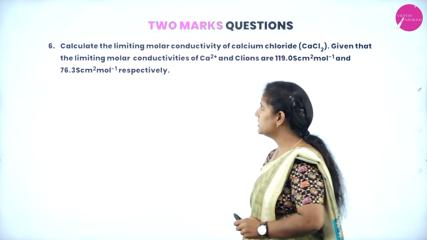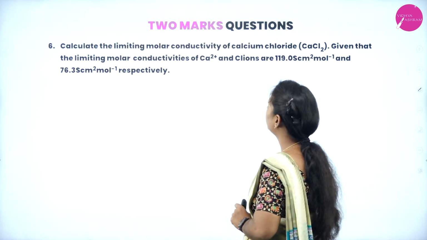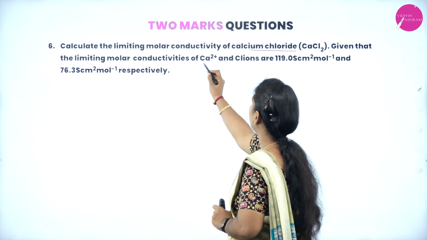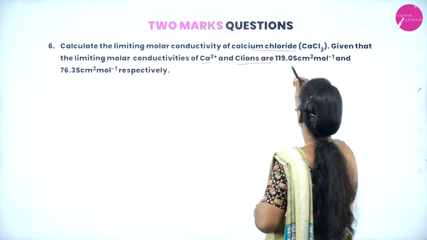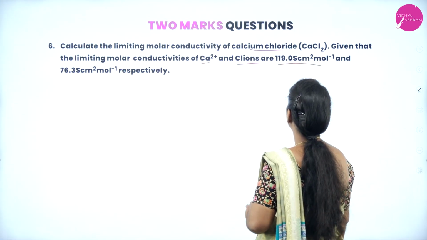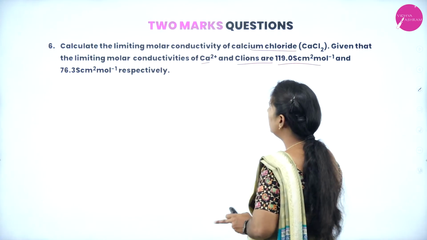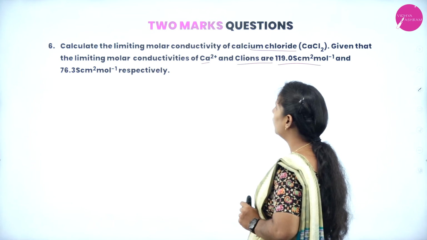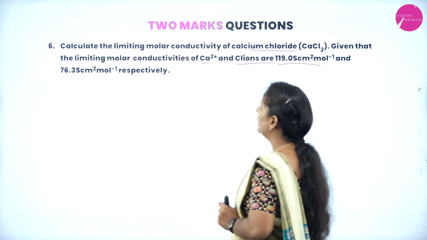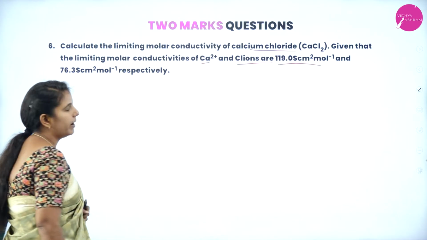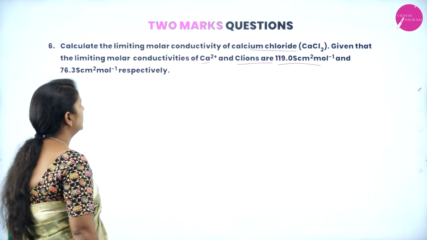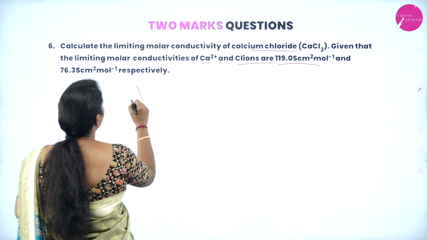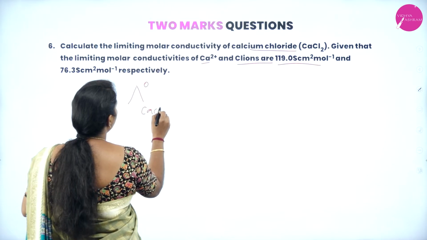Next is, calculate the limiting molar conductivity of calcium chloride. Given that the limiting molar conductivity of calcium ion is around 119.0 Siemens meter square per mole, and magnesium ion 76.3 Siemens centimeter square per mole respectively. So here they have given the calcium and the magnesium limiting molar conductivity. We need to calculate the limiting molar conductivity of calcium chloride.